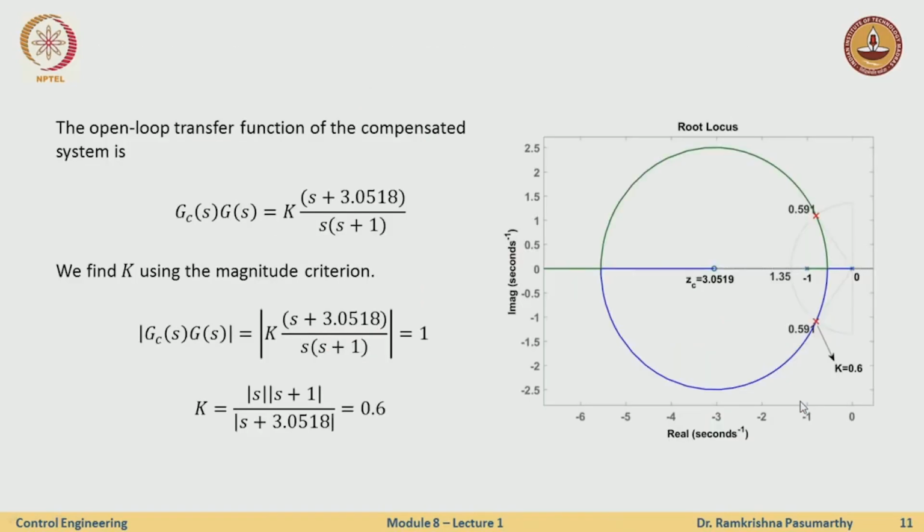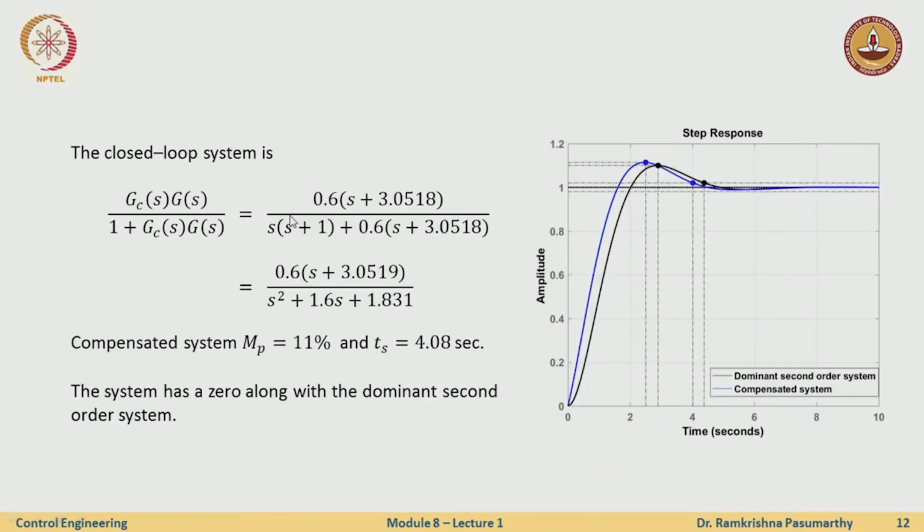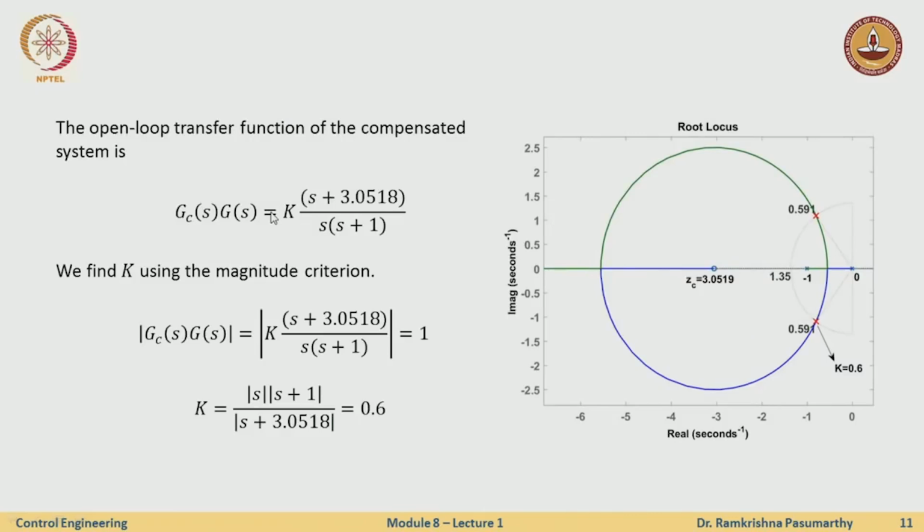Okay. So now, how does GC times G look like? GC times G looks like this: K, the 0 which I added because of the compensator, and the poles of the plant. Now, what is this K? I cannot simply choose any K. This K is chosen by the magnitude criterion, such that the overall magnitude of K times the 0 and the poles should be 1.